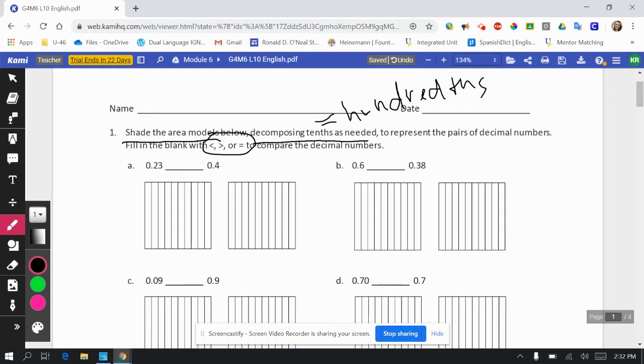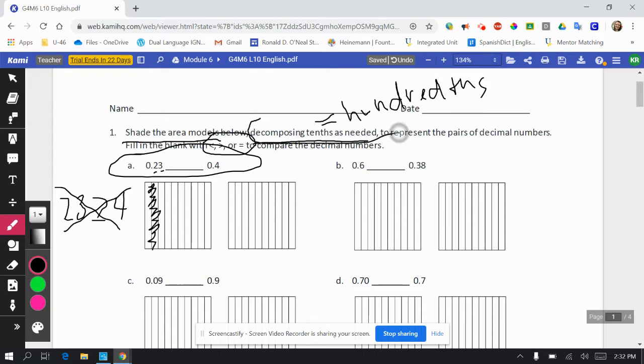So what this really wants to teach us today, if we look at this first one, letter A, 0.23 compared with 0.4. Now, if I just think of this as 23 compared with 4, 23 looks bigger. But that is not what we're doing today. In 0.23, there are 2 tenths, so I color in those 2 tenths. And then there are 3 hundredths. Now here's that decomposing tenths as needed. We're going to turn it into hundredths.